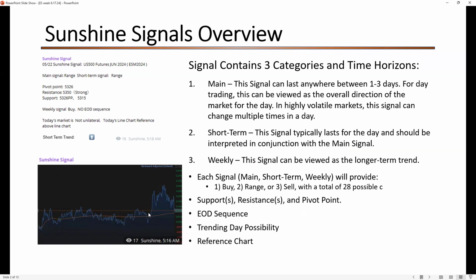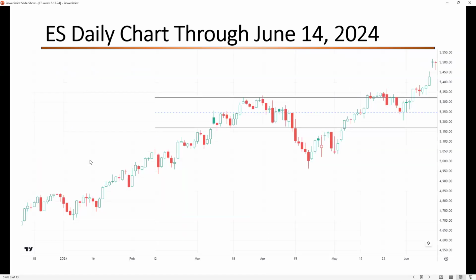In the following slides, we'll take a look at how all of this can work together to help find higher probability trades in a trading day. Before we review last week's activities, it is helpful to zoom out and take a look at the larger trend. This is the ES daily chart starting from the beginning of 2024. As we can see, the market has been in a clear uptrend since the beginning of the year.